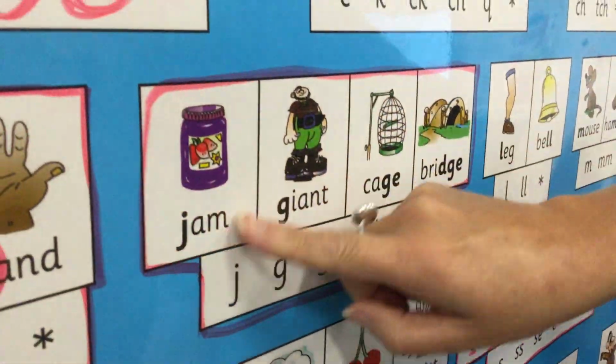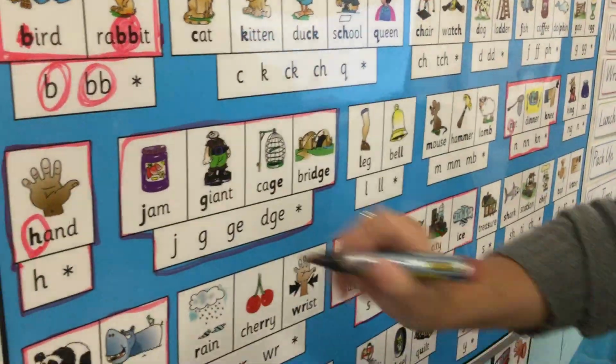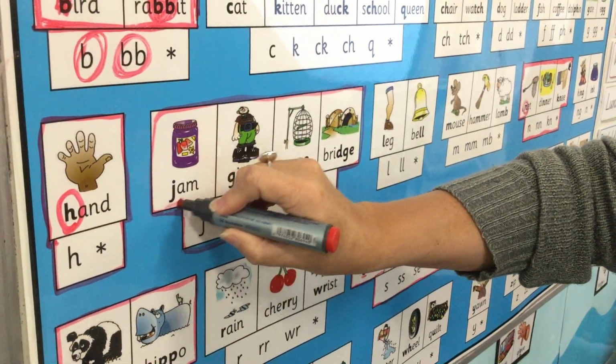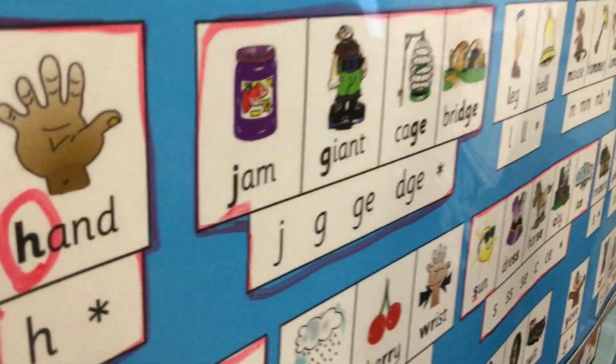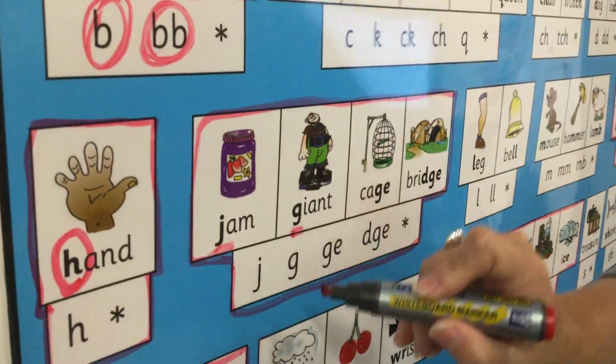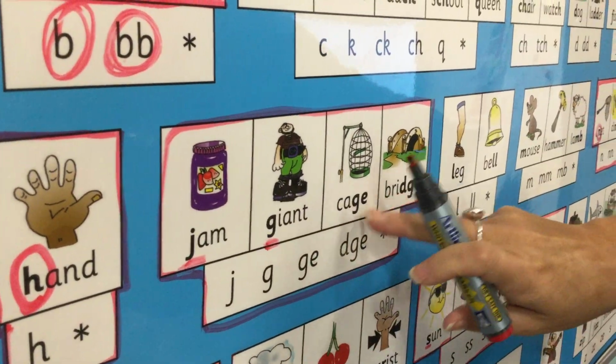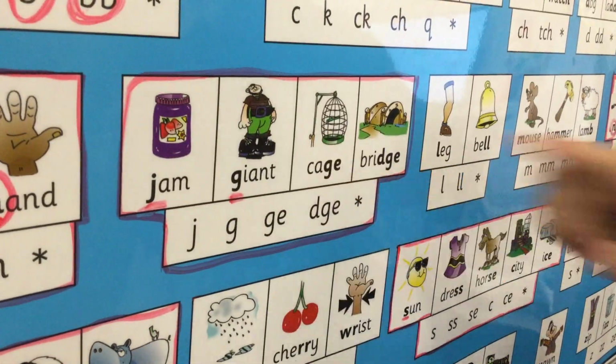So first of all, we've got one that we already know. It was on our chart over there. It's jam, and that's the J making the J sound. But sometimes the letter G, just like Geraldine, can make the J sound. So that one can also make one. We've also got a digraph here. It's two letters making that J sound. We've got the G and the E.